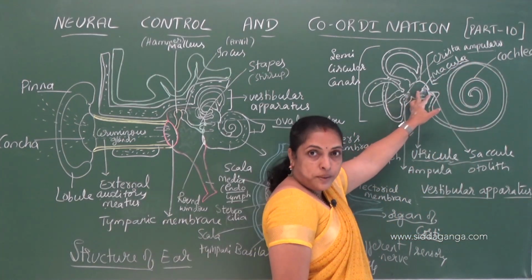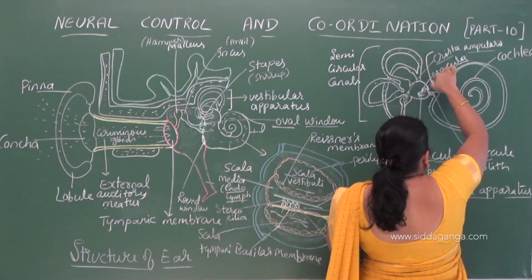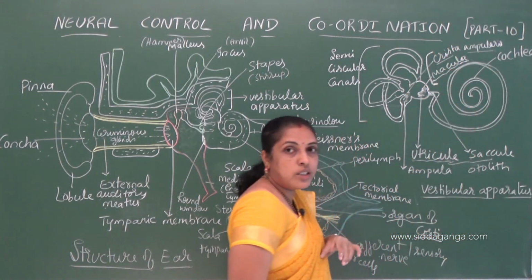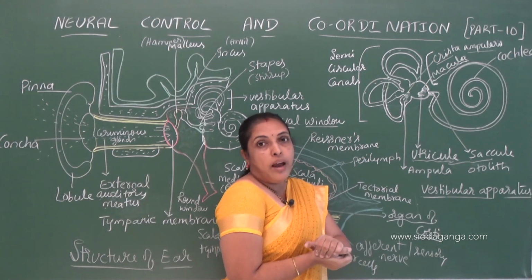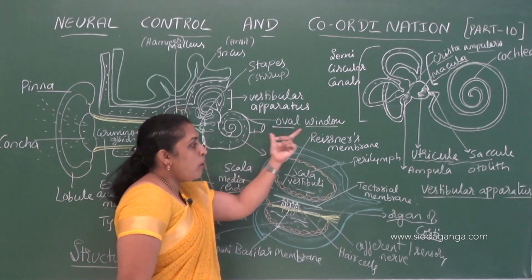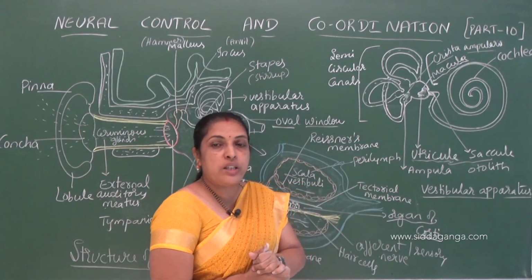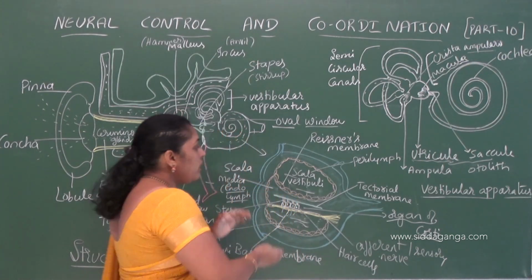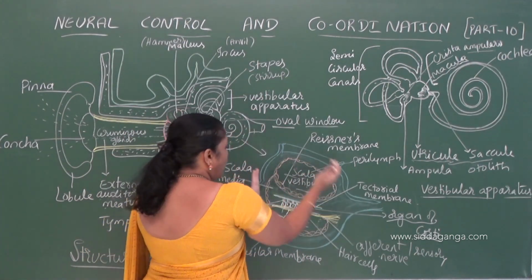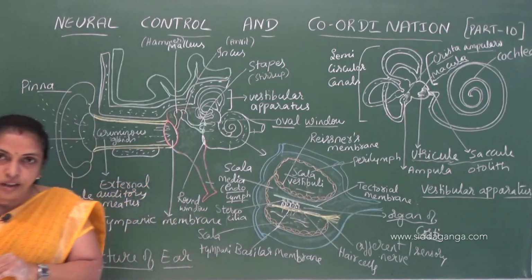They contain receptors, that is cristae ampullaris and maculae. These two are very important structures that help to maintain balance of our body and posture. Understood? That is about the vestibular apparatus, which mainly helps to maintain balance of our body and posture, and the cochlear part mainly helps in the mechanism of hearing.